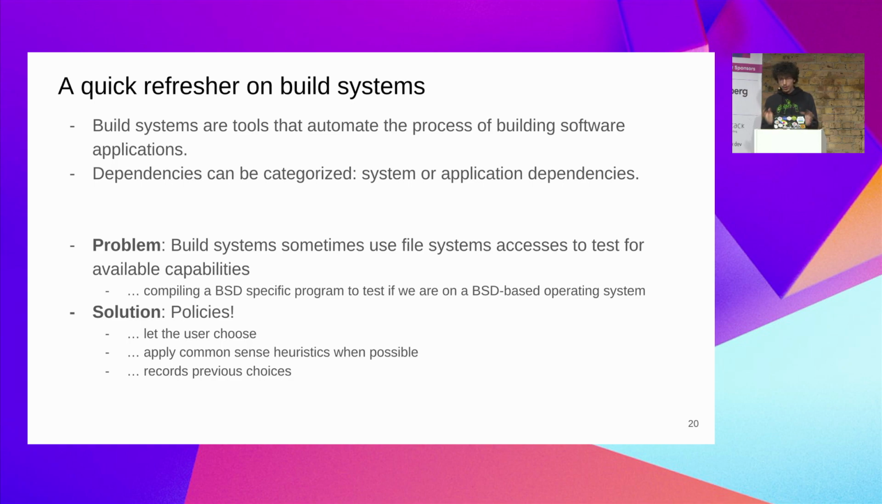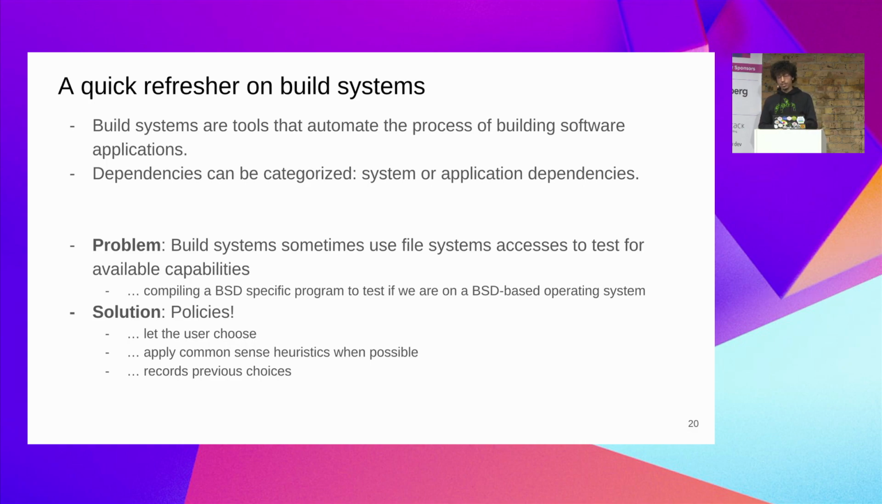So very quickly, everyone has been seeing build systems all day and the previous days. Build systems automate how to build software, and they handle the dependencies for you, right? You have system and application dependencies. The problem, if you rely only on file system traces, is that for the last 20 years, we have been using a nice hack, or maybe not a hack, to detect if you have a certain capability on your system. You will see it in autoconf-based build systems.